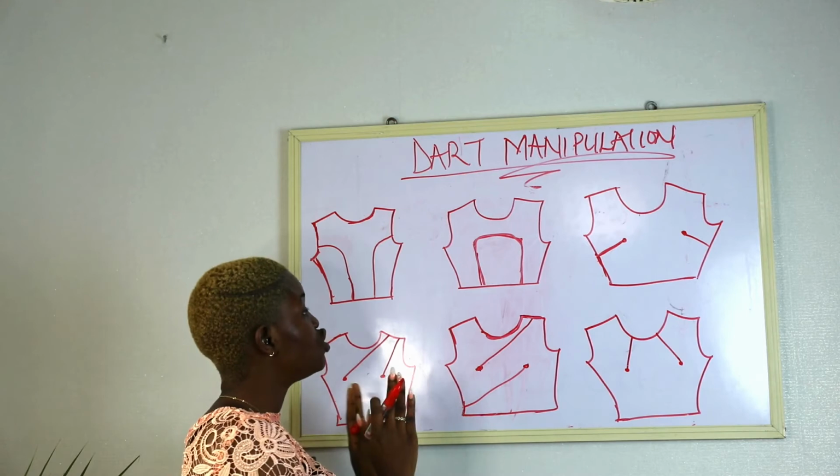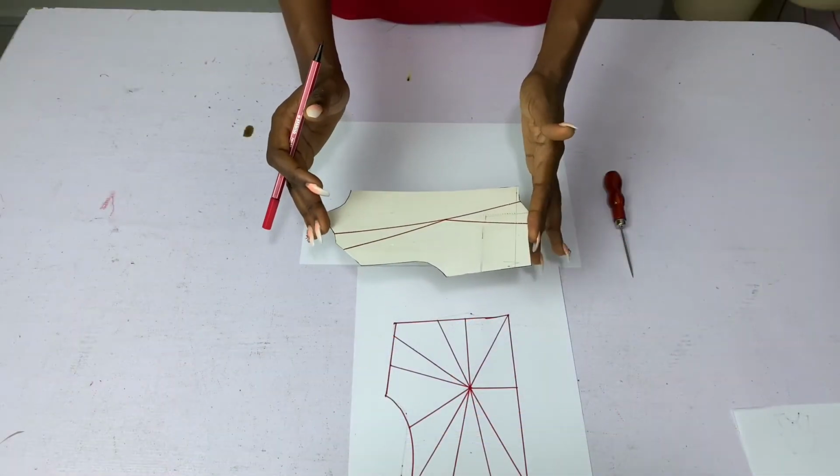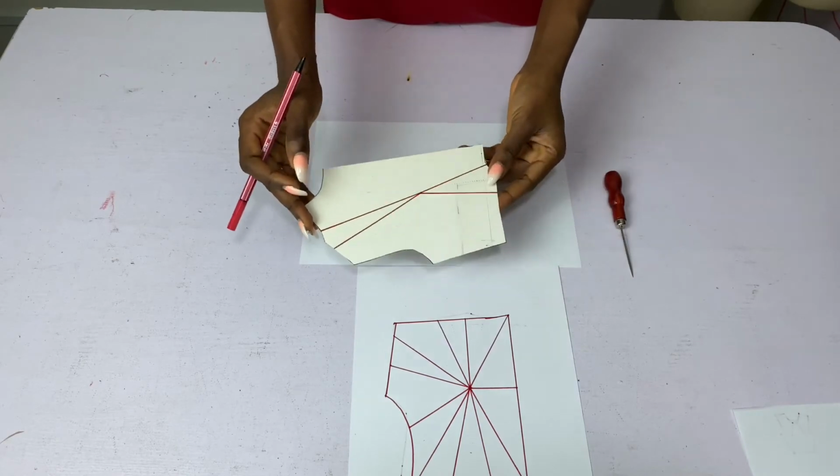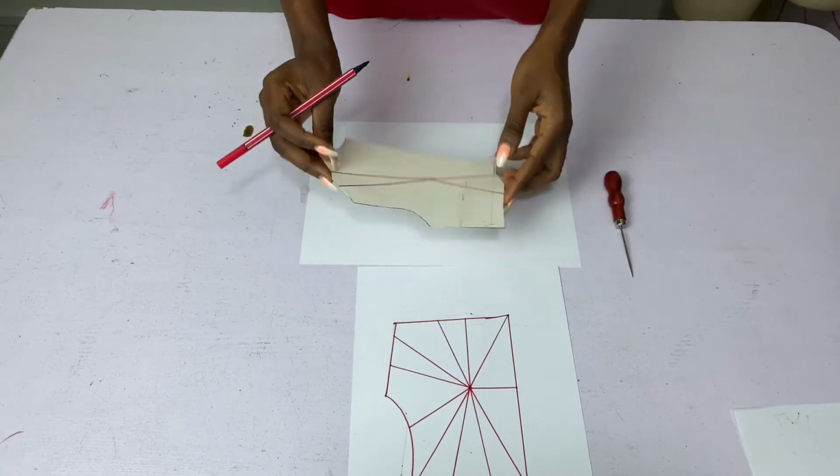So now I will illustrate each of these dart positions on pattern. It is important for you to cut out your body sloper on a much thicker paper. This is a cardboard, so it makes pivoting easy.